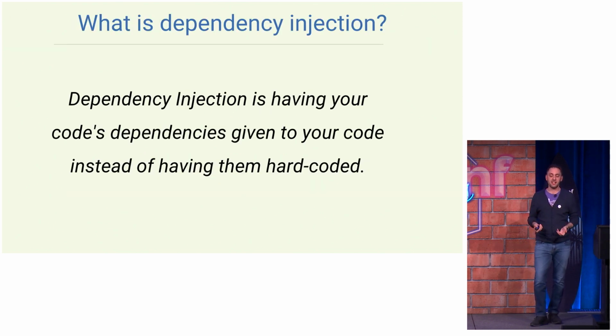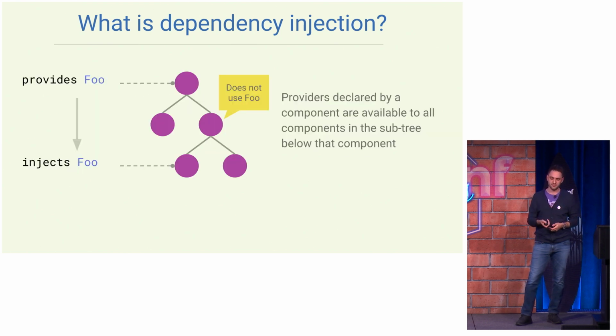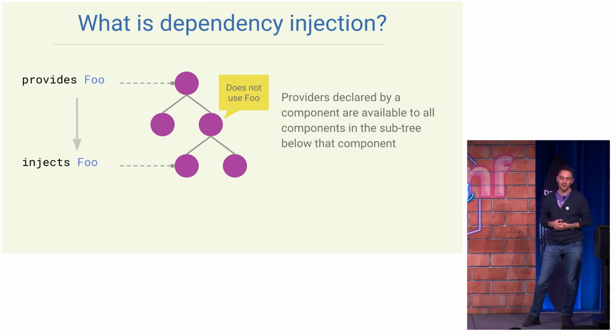If you don't know what dependency injection is, it's pretty simple. It's basically having your code's dependencies given to your code instead of having them hard-coded. So I'll show you an example here. Let's say you have a component tree, and I stole this from Ted's slides, he's gonna notice them, and it provides something called a foo service at the top. And at the bottom somewhere, it injects a foo service. We basically, as Angular, have to provide this hierarchically across your entire application. Even if something does not use foo, we have to provide it because something might use it eventually.